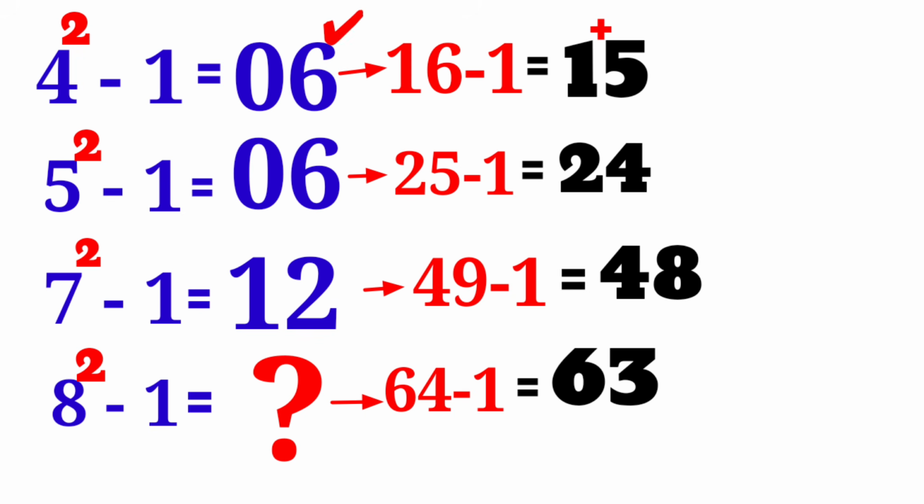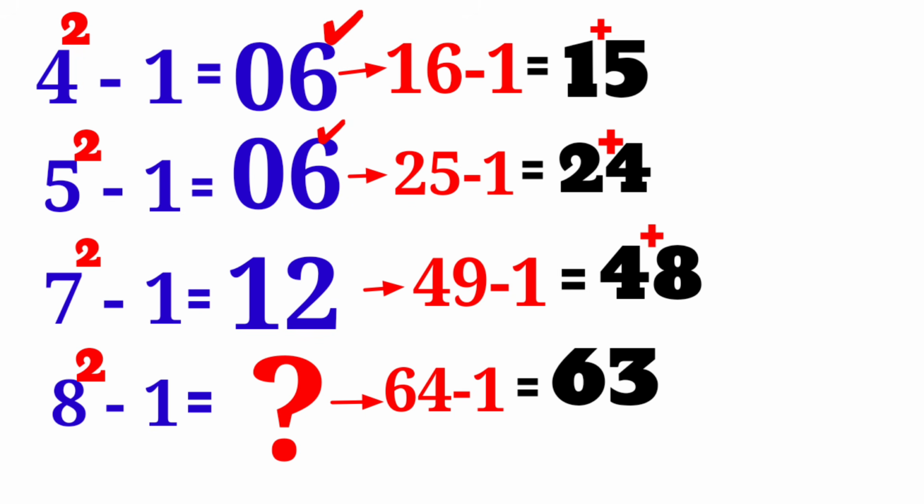In first sequence, 16 minus 1 is 15. Addition of its digits, 1 plus 5 is 6. Next sequence, 25 minus 1 is 24. Addition of its digits, 2 plus 4 is 6.